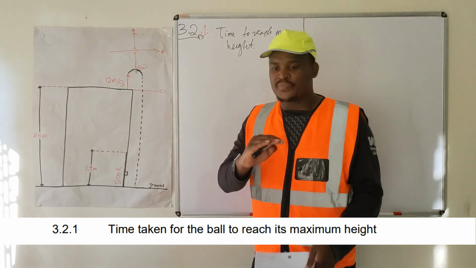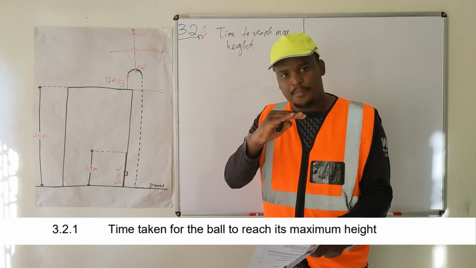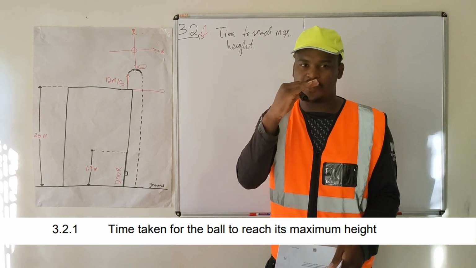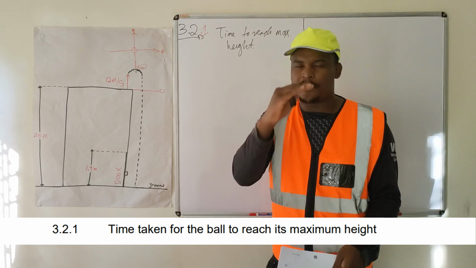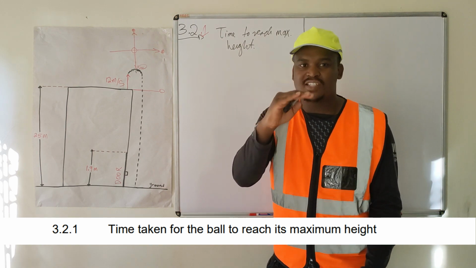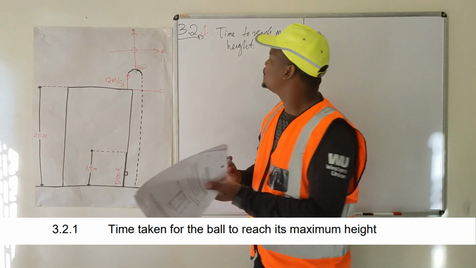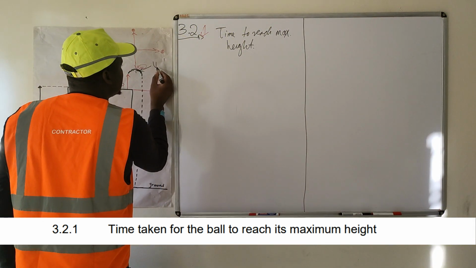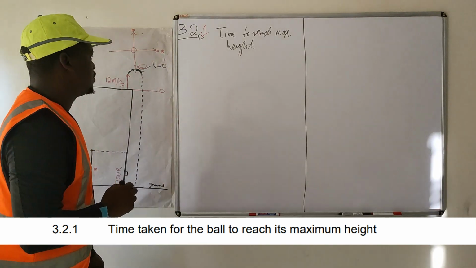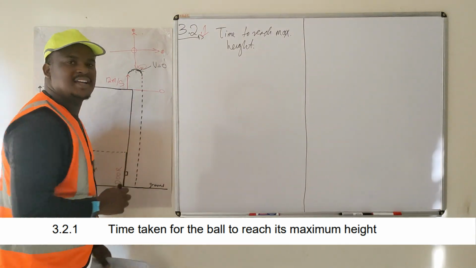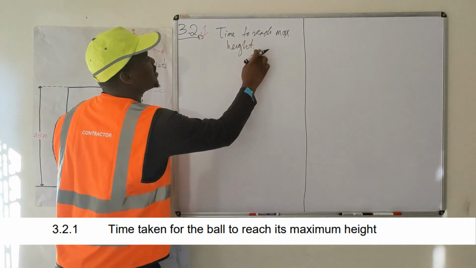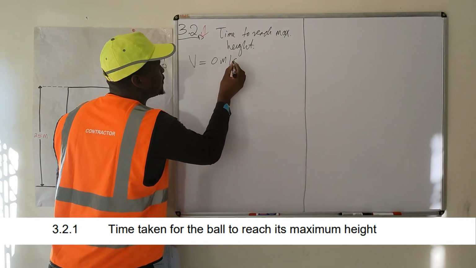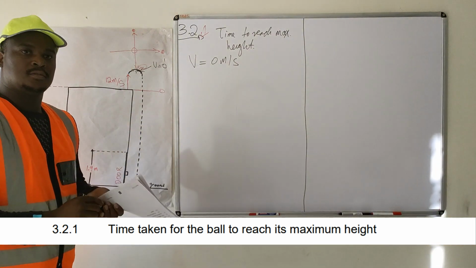At the maximum height, the ball is lacking the velocity to go further up. So at the maximum height, you should always know that the velocity is 0. So here, at the maximum height, V is equal to 0. If you're at maximum height, the velocity is equal to 0 meters per second. So you should always know this.